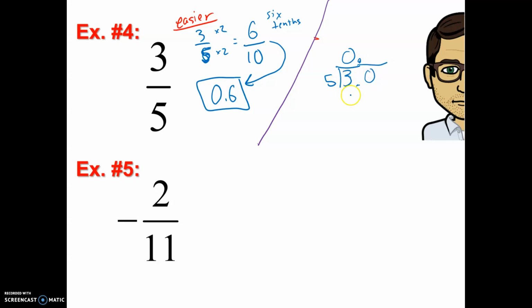So then 5 can't go into 3, but 5 can go into 36 times. Don't forget, yep, you're good to go. So don't forget to add that decimal. That's going to be really important. Add that decimal. It's very, very important. Now, example 5 is a little bit trickier.